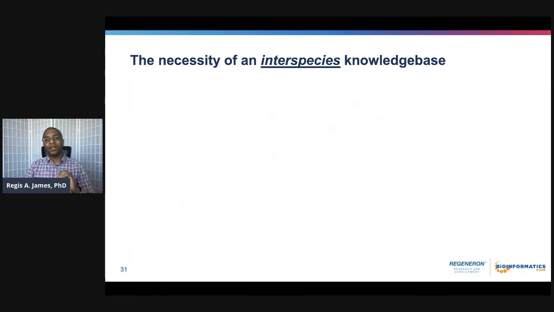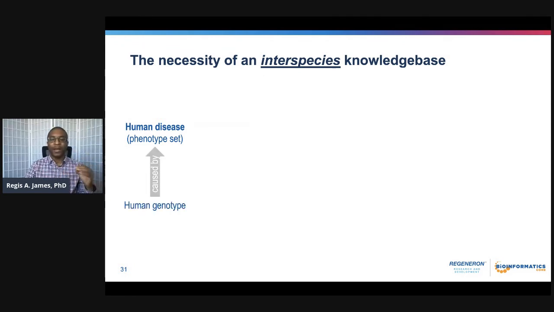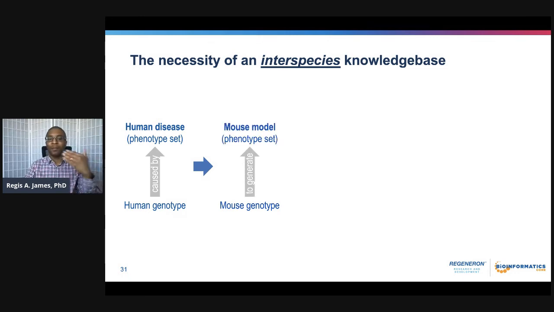And so the reason why interspecies mapping is important within a knowledge base is, well, when you think about what's done within a pharmaceutical company, you know that you're targeting a human disease or a phenotype set. That's the goal, to eliminate that phenotype set that is experienced by patients suffering from a disease, right? And you know that that disease is caused by variations in human genotype. But in order to study that, you make modifications to the genotype of model organisms. So you might make one to a mouse genotype in order to generate a mouse model that has a phenotype set that is analogous, similar to the human phenotype set.